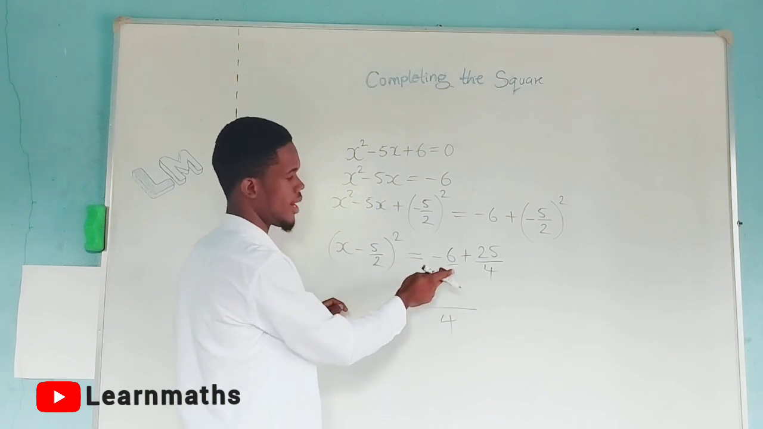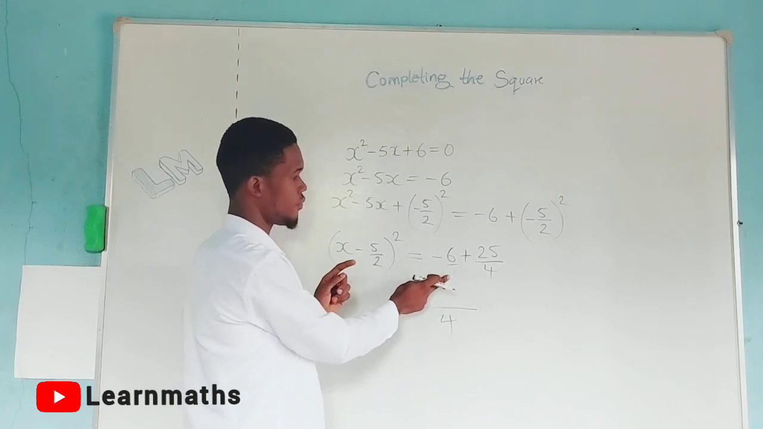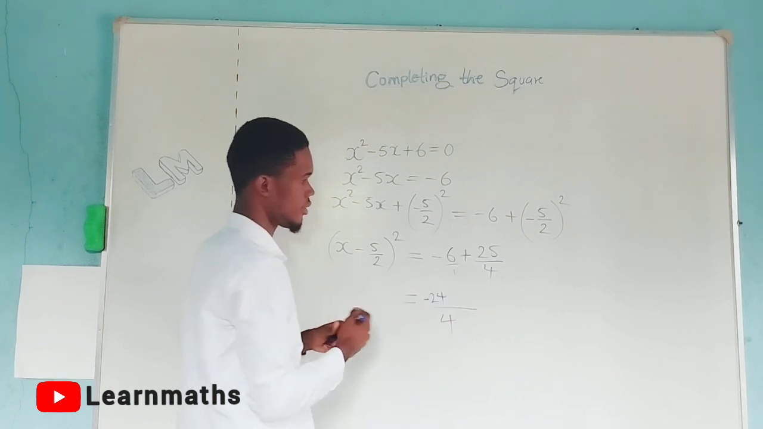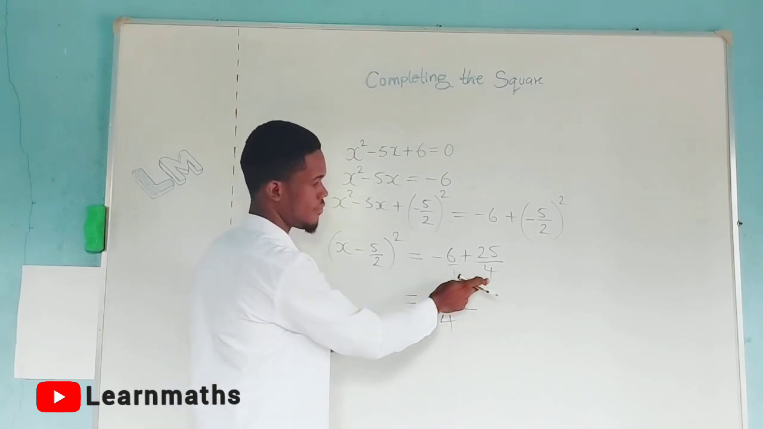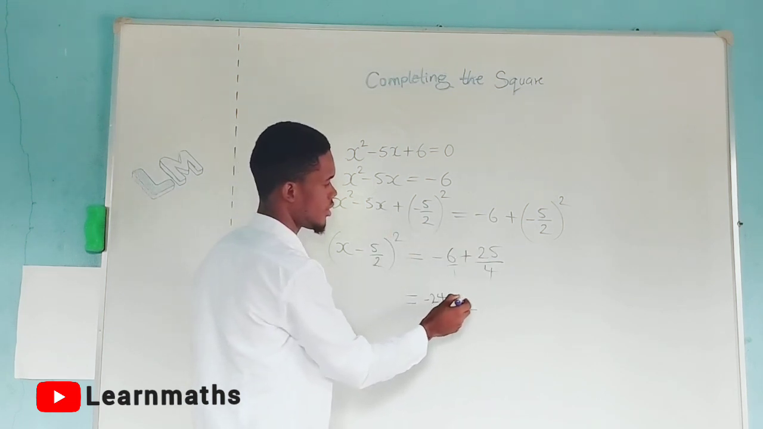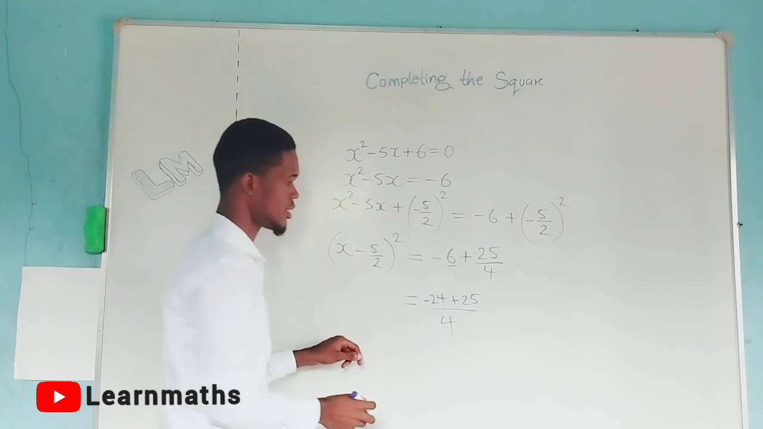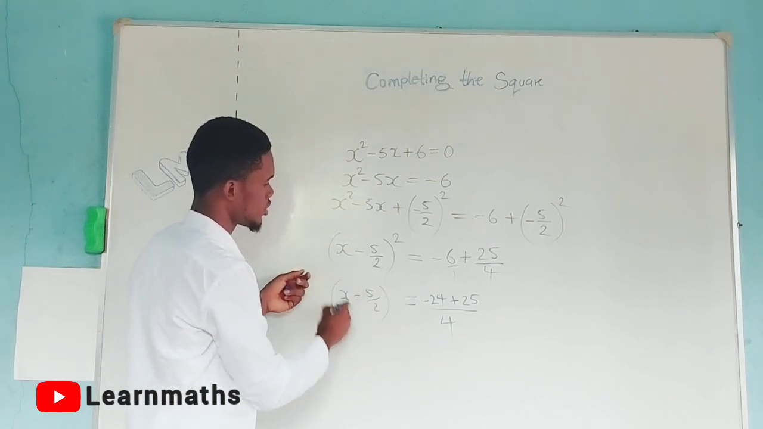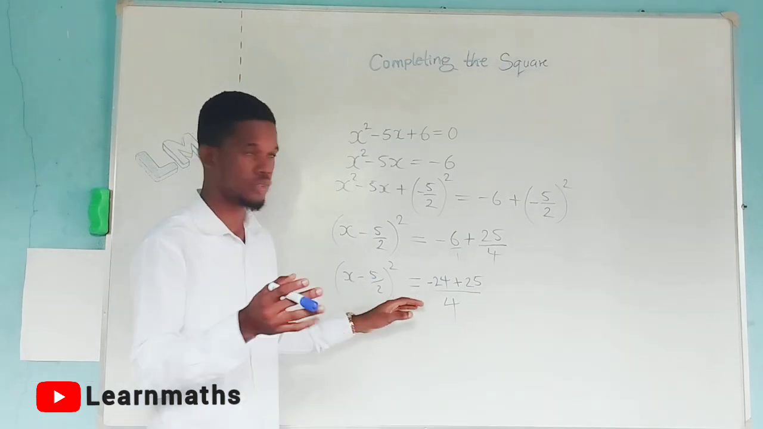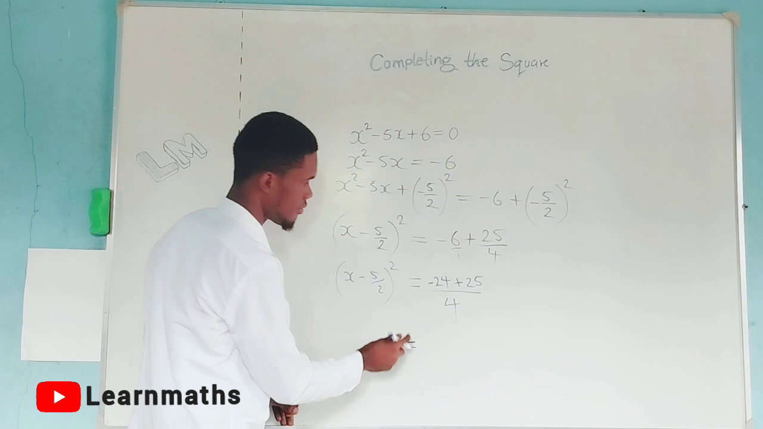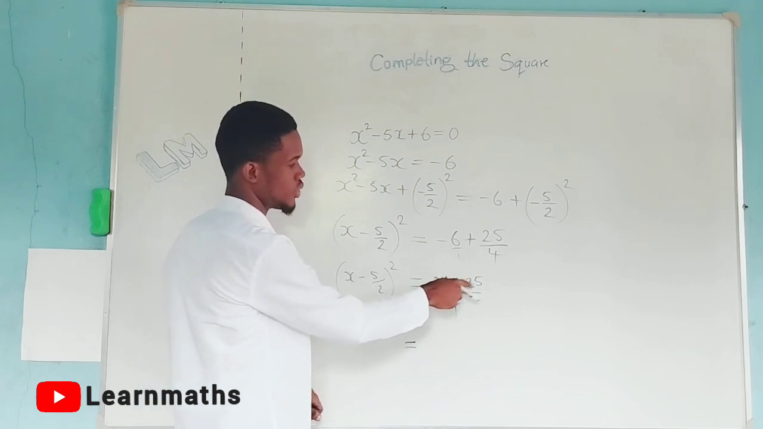Now 4 divided by 1 is 4. 4 times minus 6 is minus 24, right? Now 4 divided by 4, 1. 1 times 25 is 25, right? So on this side, we still have x minus 5 over 2 squared. Alright, to further simplify the right hand side, we are going to have negative 24 plus 25.